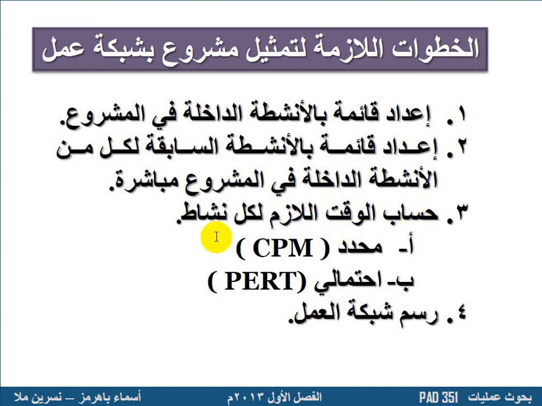Calculating the required time for each activity. A: specified, by using the critical path method. B: probable, for the project evaluation and review technique method. Fourth, drawing or plotting the work network.